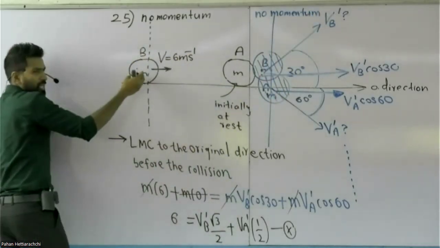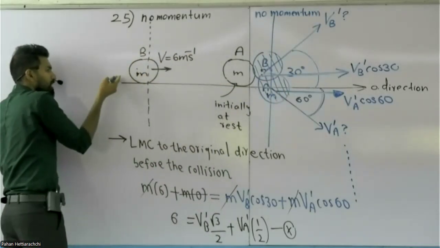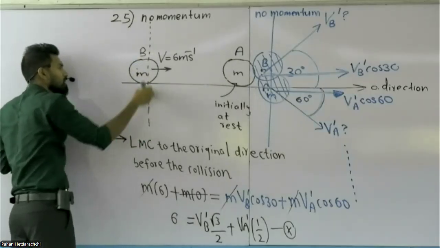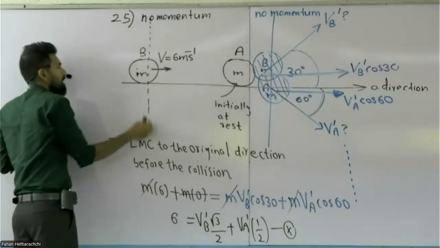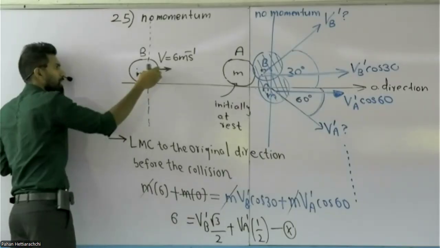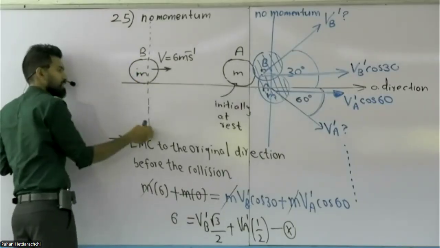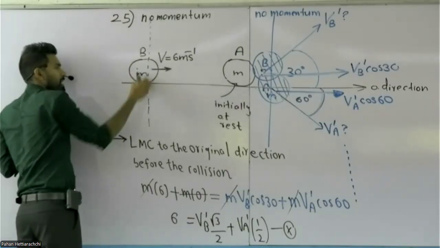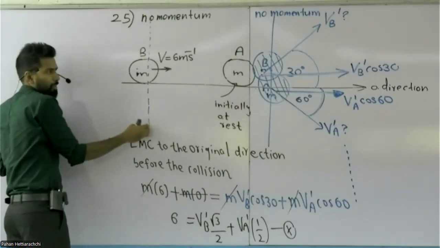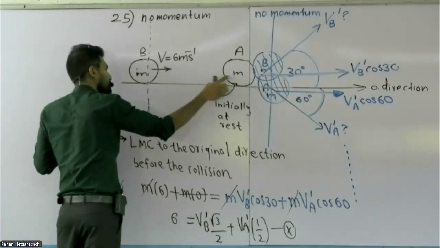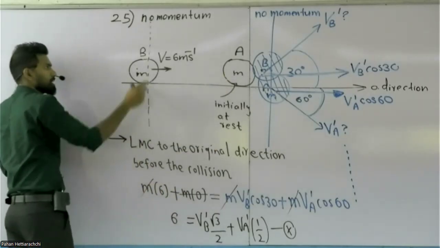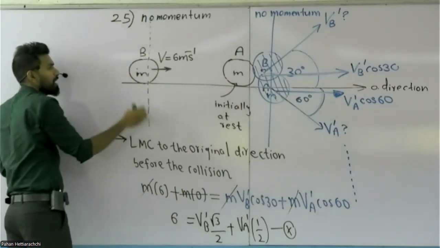Now, initially, if the ball B is moving in the considered direction, there's no influence on the perpendicular plane. Momentum is a vector, so it does not affect the perpendicular plane. So there's no momentum in the perpendicular plane. A is at rest, so it will also not create any momentum in any direction. So there's no momentum in the perpendicular plane to the initial plane.